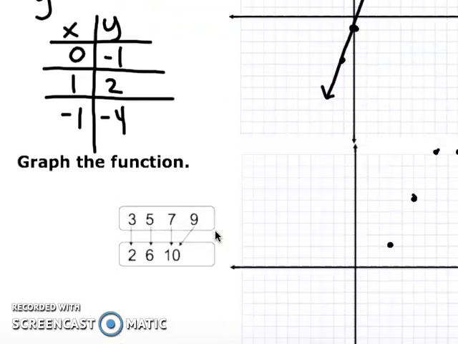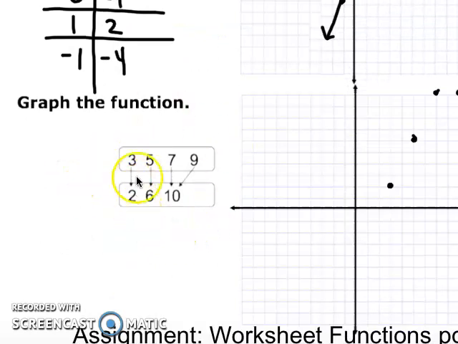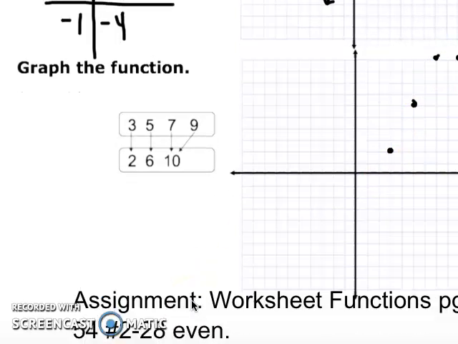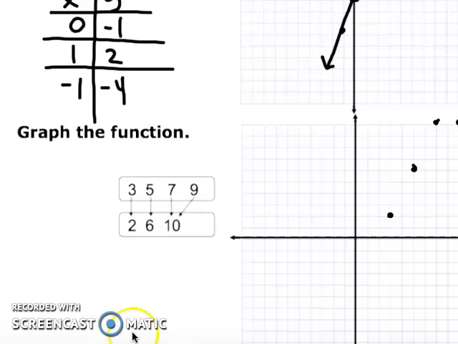This last question, again, these are set points, so we are going to plot set points on that graph. And that's it for lesson 1.7.